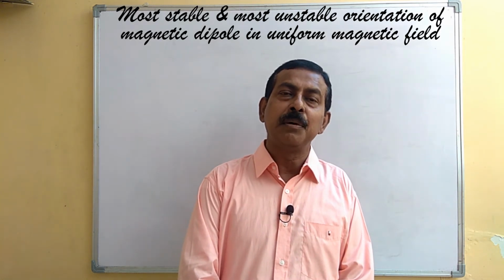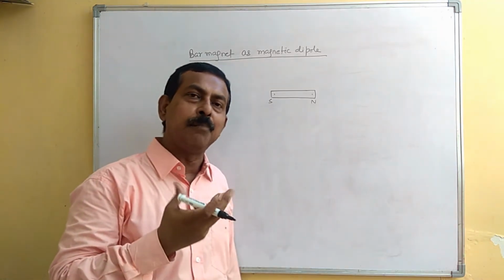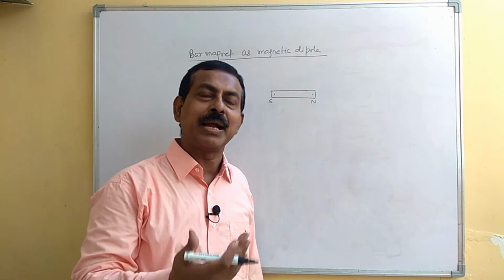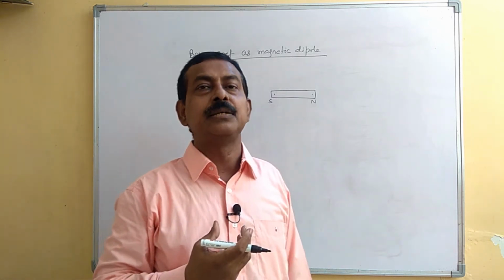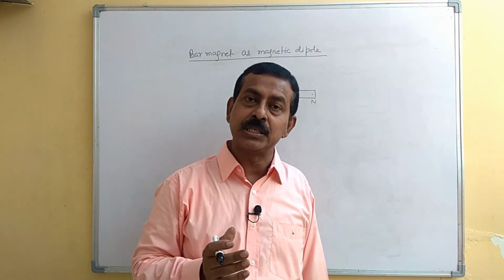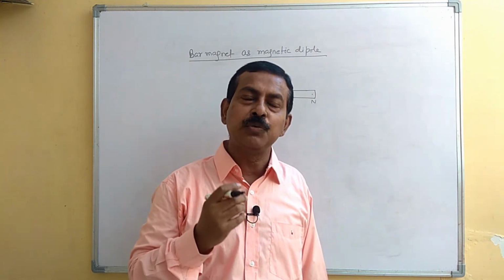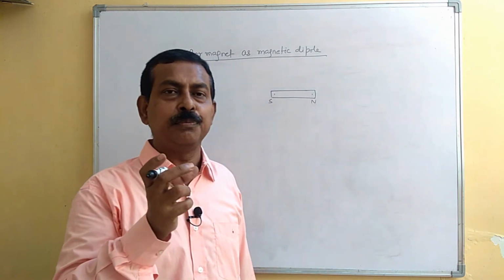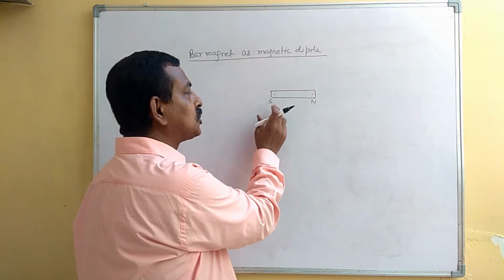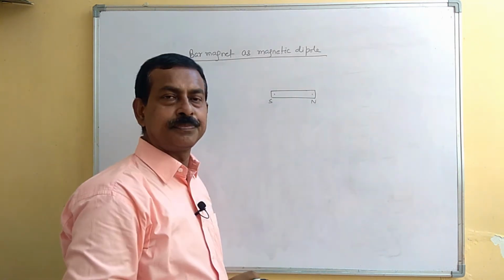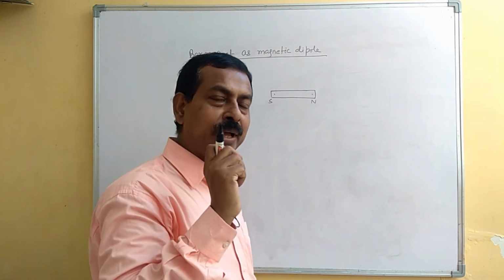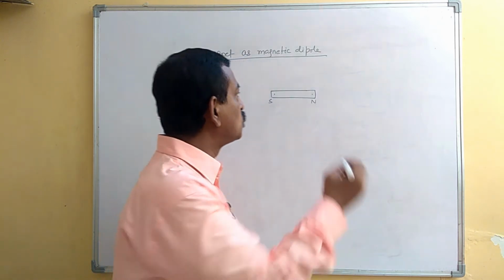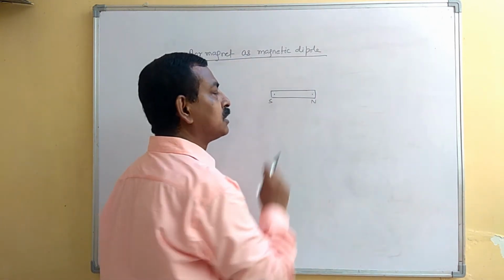So let's start with magnetic dipole. Suppose we take a bar magnet. We can treat a bar magnet like a magnetic dipole, because as we know, monopoles do not exist. Whenever magnetic poles occur, they always occur in pairs. In a bar magnet, the magnetic strength is maximum near its ends, and those points where it has maximum value, we call the poles of the magnet. So suppose this is the south pole and this is the north pole.